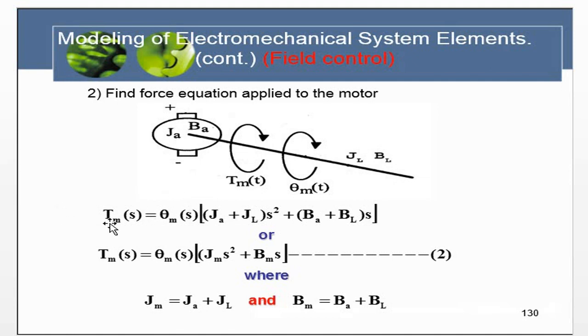by applying Newton's second law, we can get that T_M is equal to theta M(s) in the bracket (J_A + J_L) s^2 plus (B_A + B_L) s. So T_M is equal to theta M(s) s in the bracket J_M s^2 plus B_M s, where J_M is J_A plus J_L and B_M is B_A plus B_L. We simplify it like this.